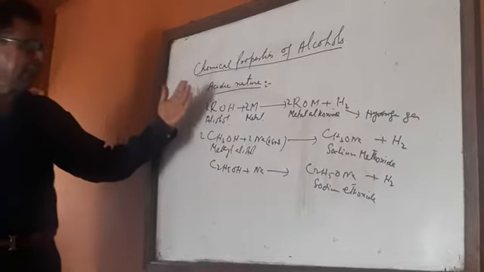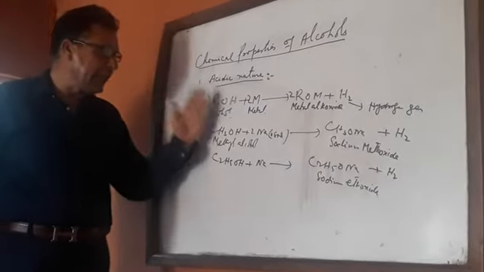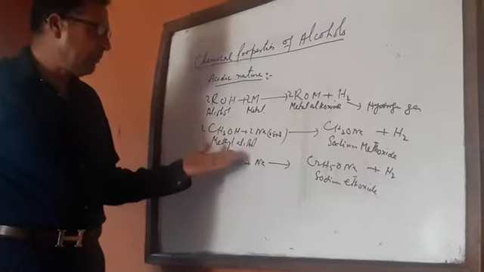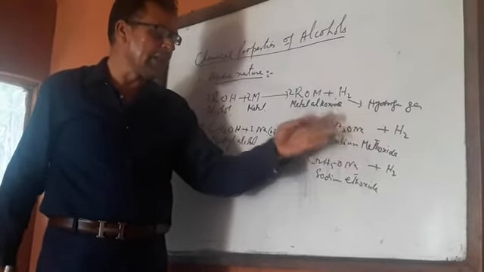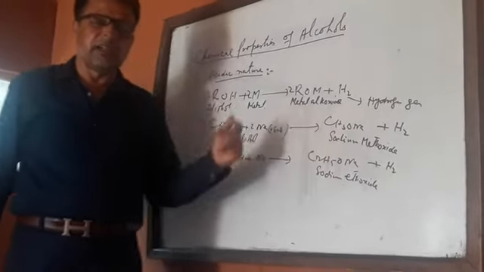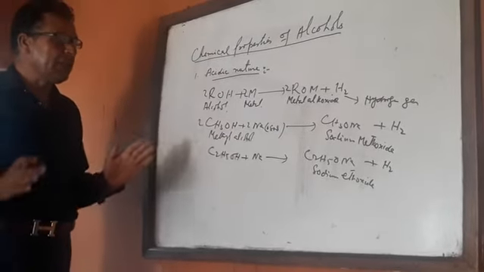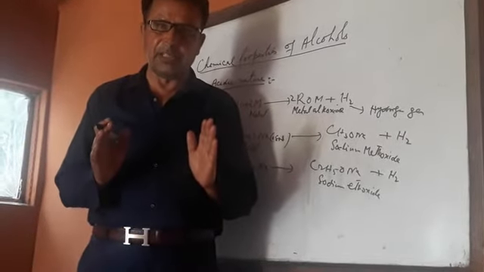Alcohols are weakly acidic in nature. Therefore, they react with the active metals like sodium. Similarly, with potassium, it will give potassium ethoxide. Here it will give potassium methoxide. In the same way, aluminium ethoxide, magnesium methoxide. They react with the metals to form corresponding alkoxides with the liberation of hydrogen.